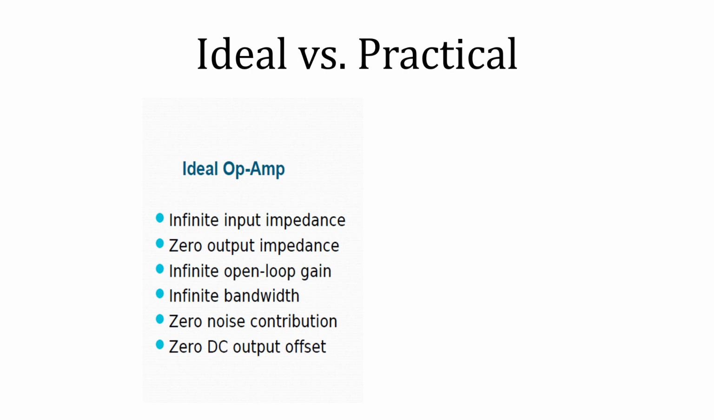Let's discuss some of the features or properties we expect from an ideal operational amplifier. So we can note these down, they are very important. An ideal operational amplifier must have infinite input impedance and zero output impedance. Why is this so? Input impedance should be infinite. What does it mean? It means whenever we connect an operational amplifier to a sensor, it should not load the sensor.